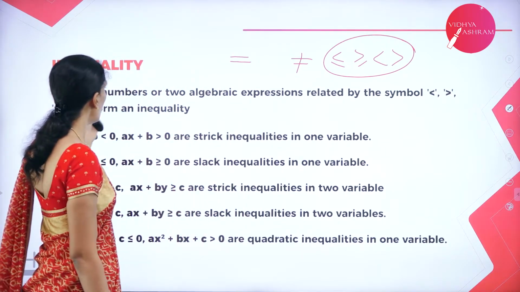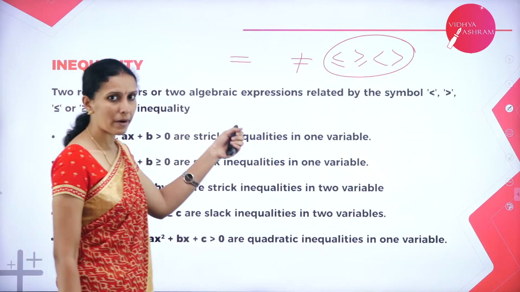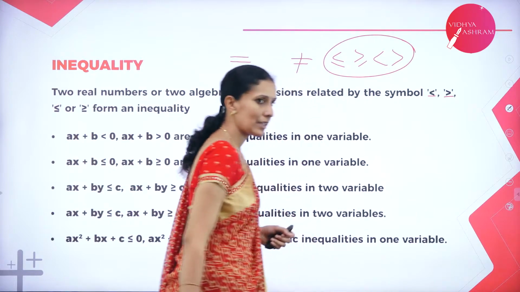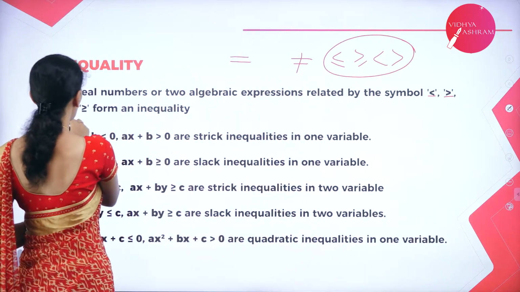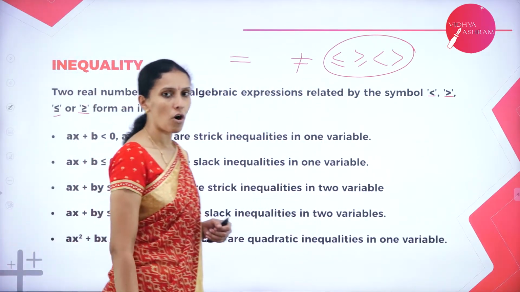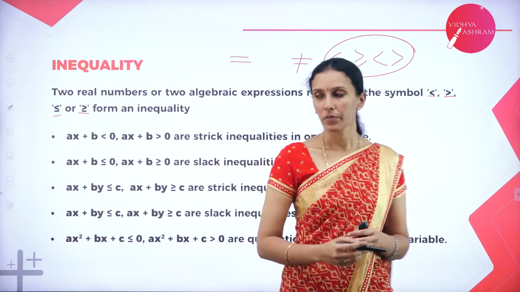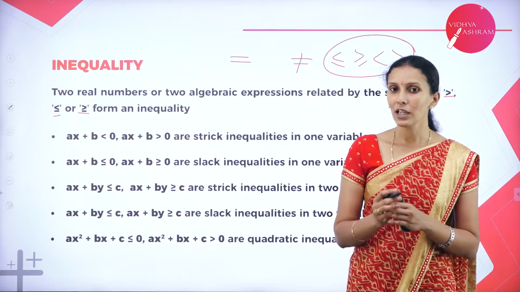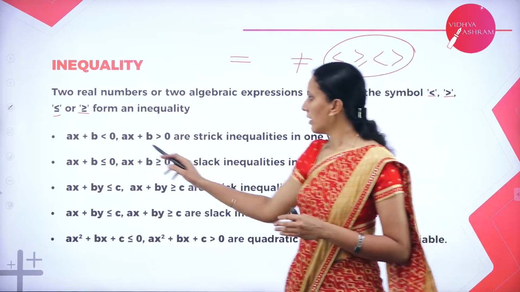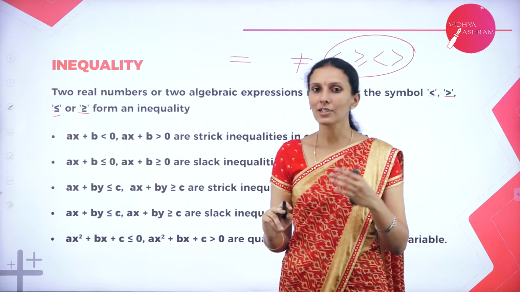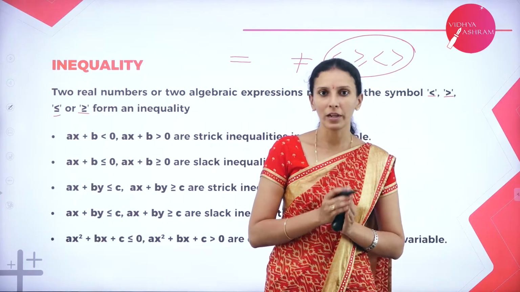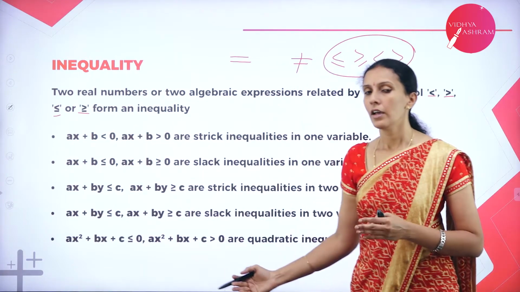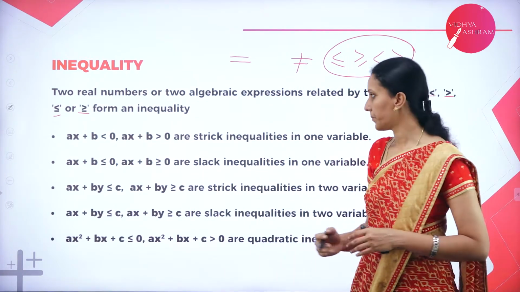That is, two real numbers or two algebraic expressions related by the symbols less than, greater than, less than or equal to, and greater than or equal to form an inequality. So here we have a few types of inequalities. Here we have written the general expression. Here a, b can be taken as constants. You can replace them with any numerical values. So generally all the inequalities may have a general form of this kind.